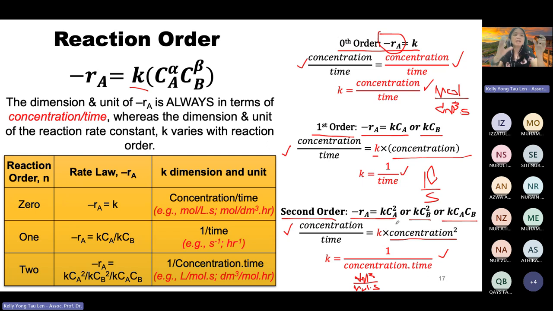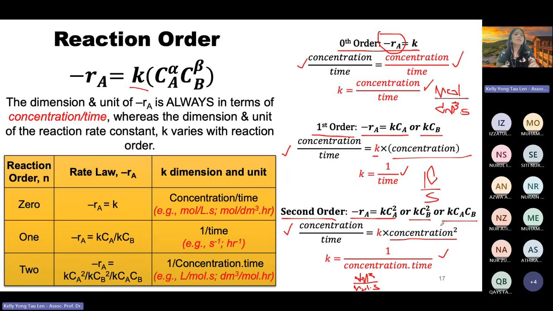Kenapa? Katakan reactant kamu adalah satu A bertindak balas dengan B. Then kamu baca pada jurnal, dia kata nilai K 10 per saat, 10 per second. You know it's first order, but you still do not know first order with respect to A or first order with respect to B. Kedua-duanya pun first order, tapi dia merujuk kepada A ke B.